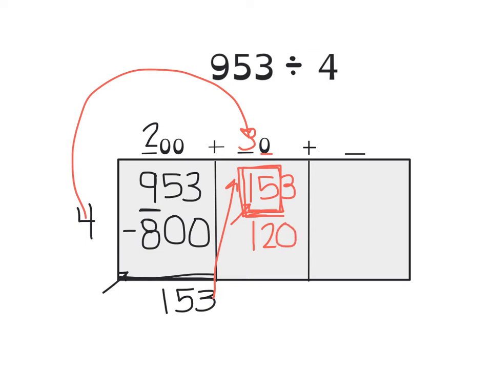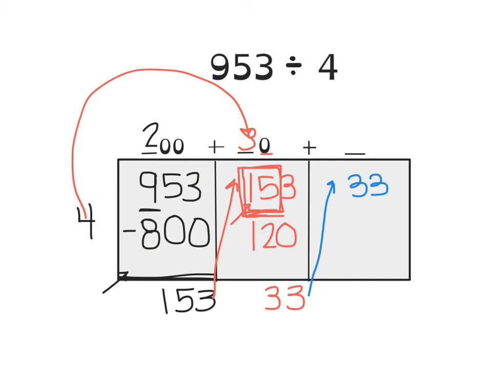3 minus 0 is 3. 5 minus 2 is 3. 1 minus 1 is 0. My last step, I bring my 33 into my ones box.